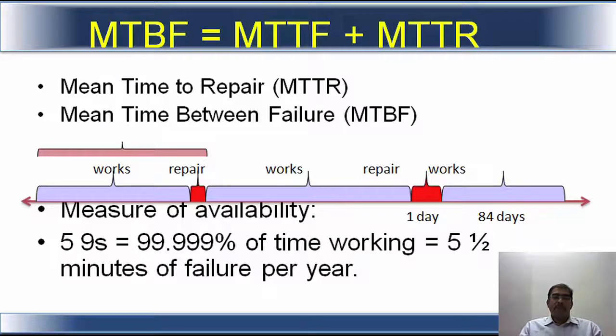So basically, it is a measure of availability. Now, 5 nines, 99.999% of uptime is 5.5 minutes of downtime per year. So, if you say that you are going to provide an uptime of 99.999 or 5 nines, that means you can afford only 5.5 minutes of failure per year. So, that is a very high objective to attain. MTTF is mean time to failure.